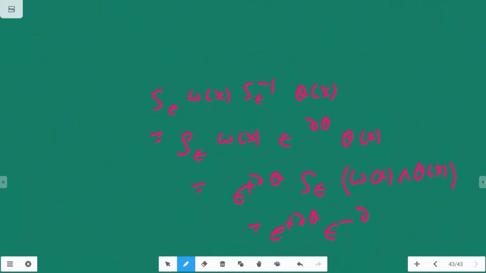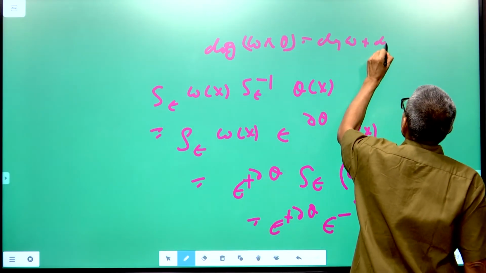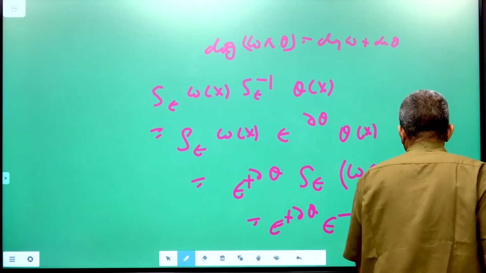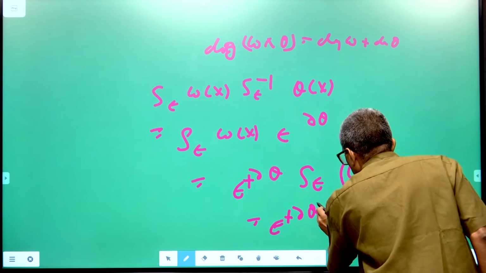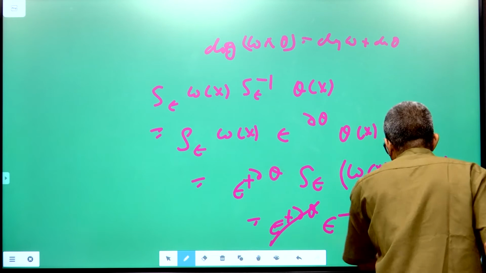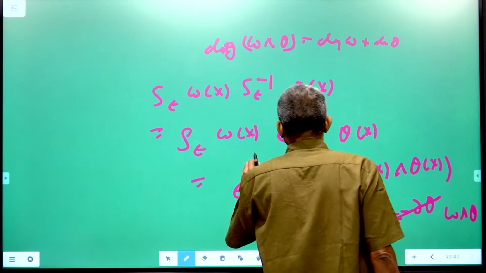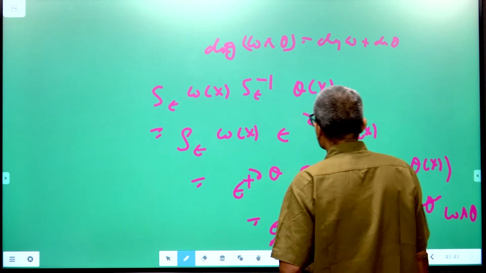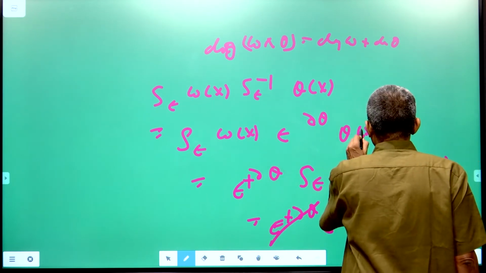So, S epsilon acting on this gives epsilon power minus the degree, because the degree of omega wedge theta is nothing but the degree of omega plus the degree of theta. So, epsilon power plus degree theta cancels out with epsilon power minus degree theta, and you get back this thing. You have to take into account the fact that you are scaling the bosonic variable x also in the Getzler scaling. So, when you apply this you will get epsilon x and epsilon inverse x.